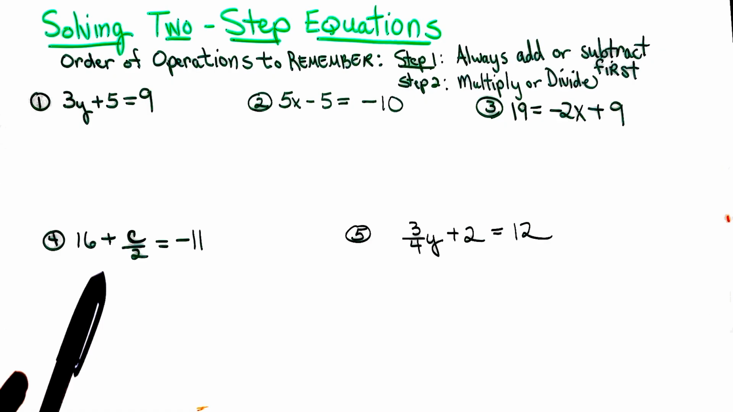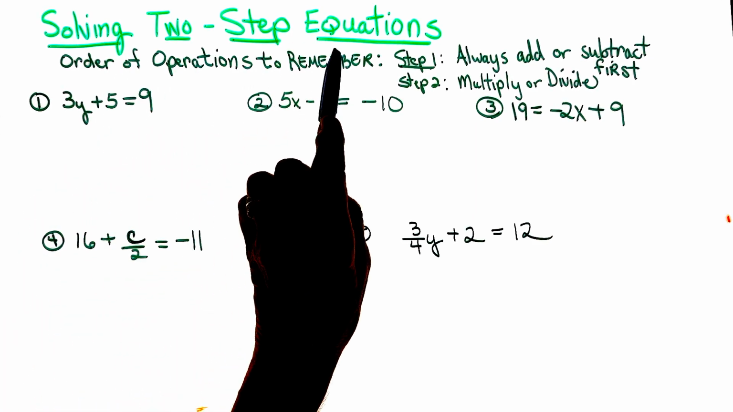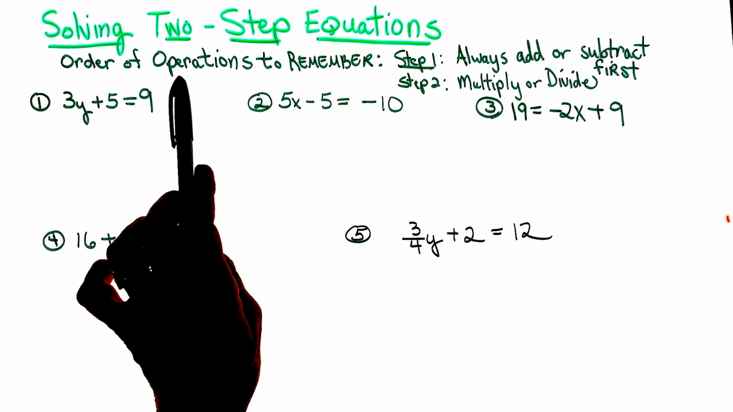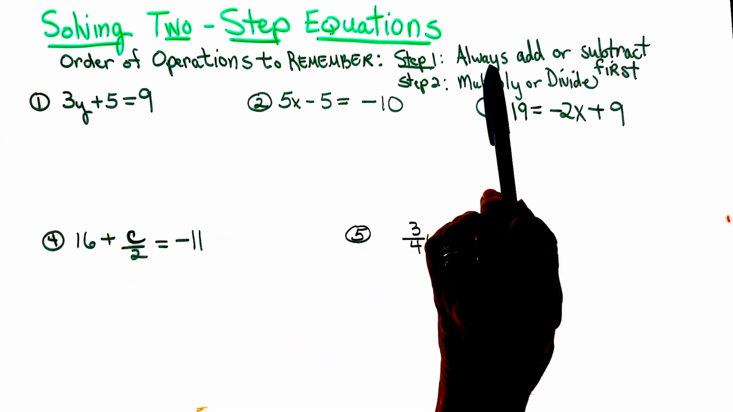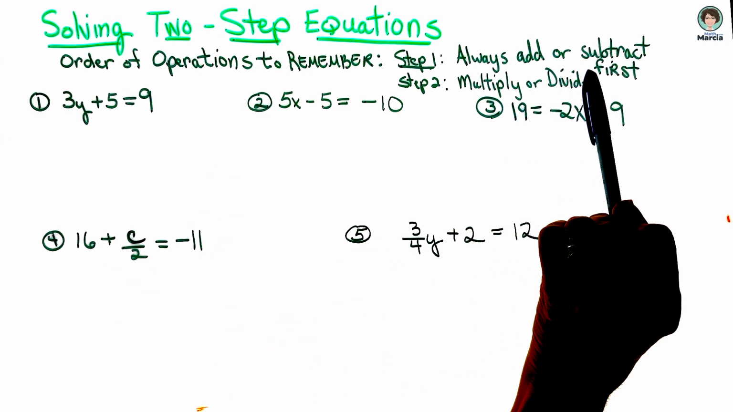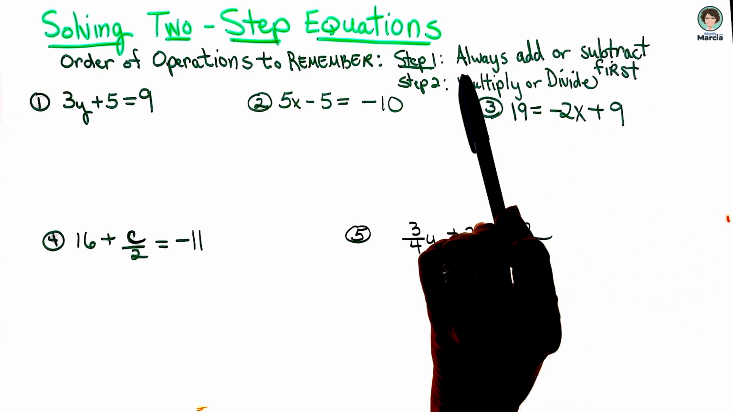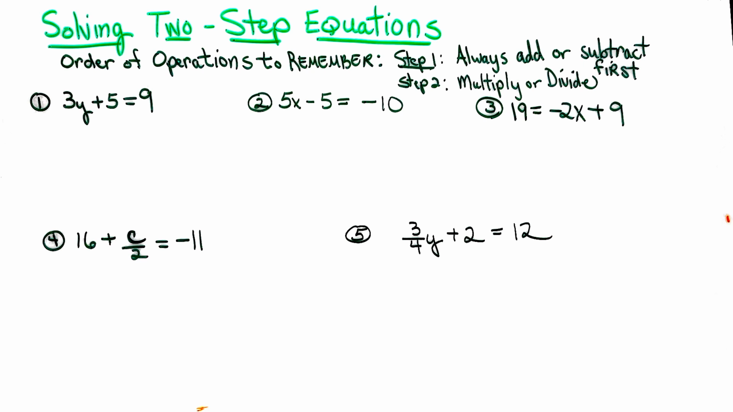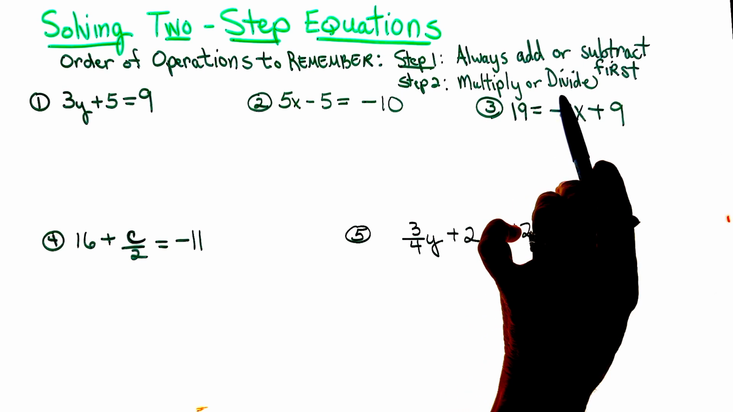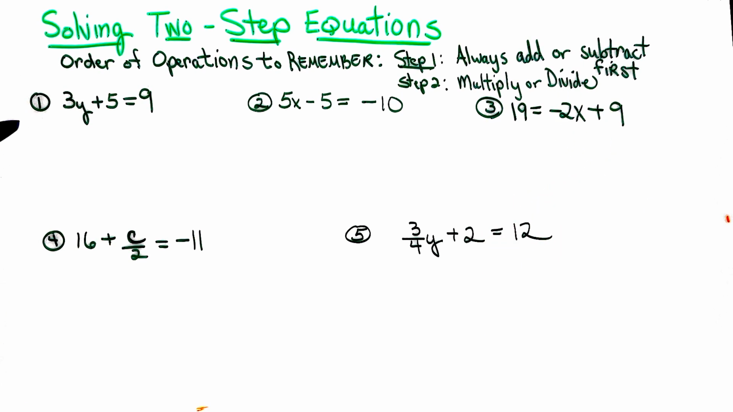For this lesson, we're going to be solving two-step equations. The order of operations to remember for solving two-step equations is the first thing you always do is you add or subtract. And then for your step 2, you do multiply or divide. So let's look at our problems.